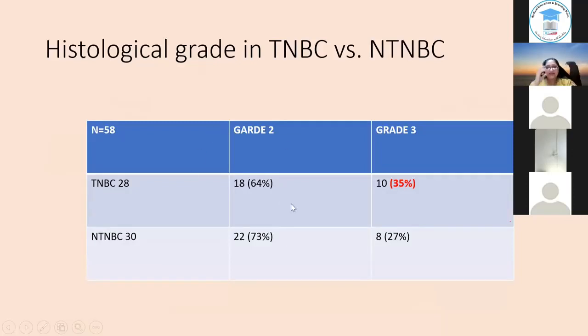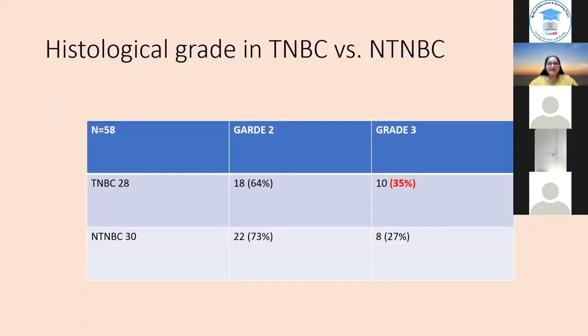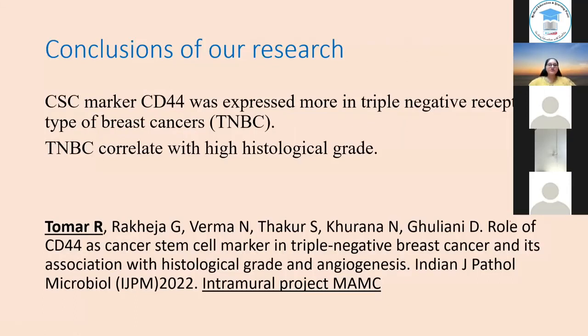So we also compared TNBC with the histological grade. Here we have a significant outcome. Grade 2, we have 64 to 73%, but grade 3, you can especially see 35% of TNBC are grade 3 as compared to 27%. So the outcome we can take is that high histological grade was associated more with TNBC, because 35% as compared to the 27%. So the conclusion of research specifically about cancer stem cell marker CD44 is that it was expressed more in triple negative breast cancers, and TNBC correlated with high histological grade.